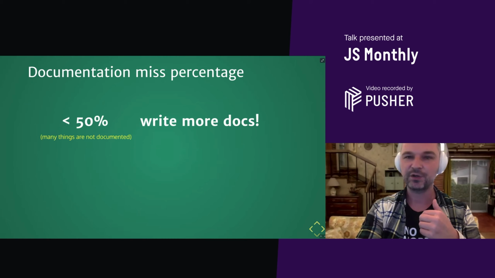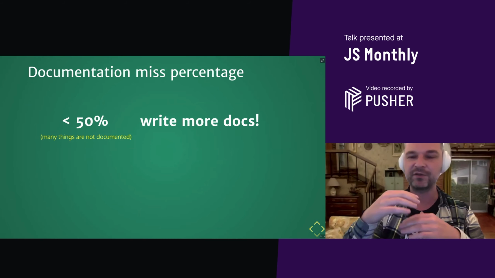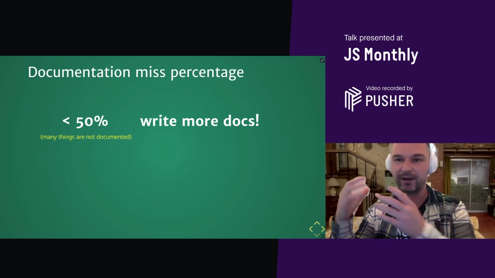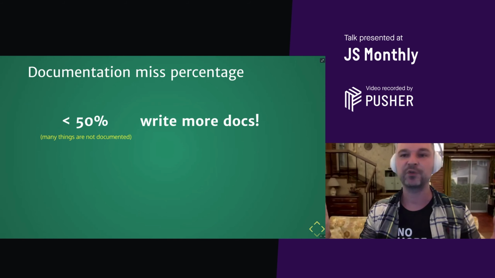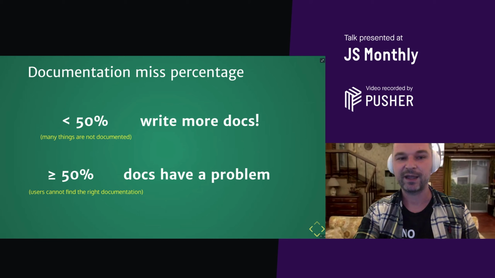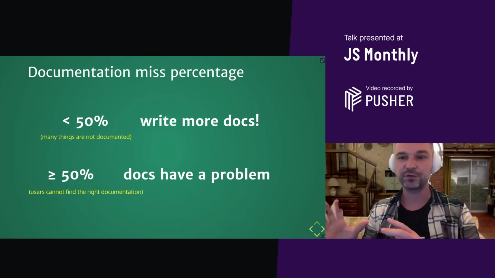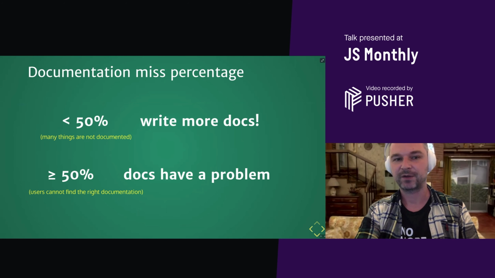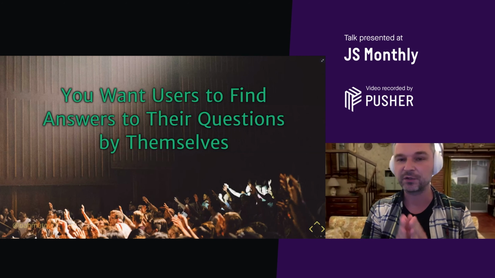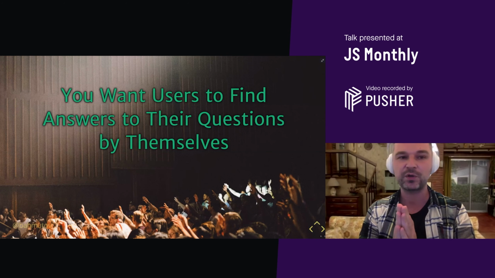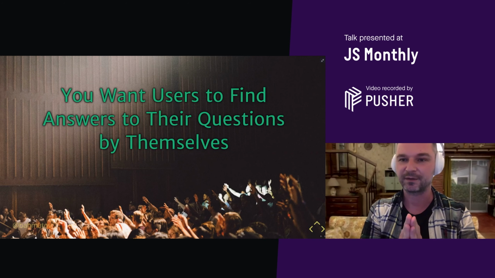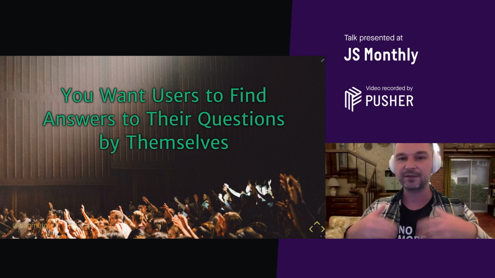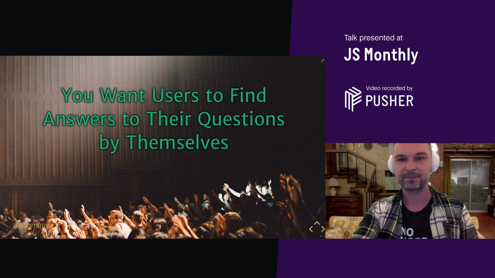Because then you can say, okay, if I have less than 50% of those questions answered by my documentation, I just have to write more documentation, right? But if it's above 50, that means that you wrote documentation, you have it. It's just users cannot find it, right? And the trick is that you want the users to answer their own questions by themselves, like finding how to do things, not you answering, because that doesn't scale.